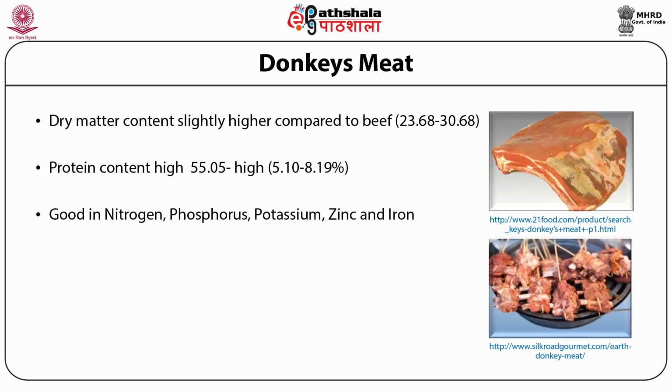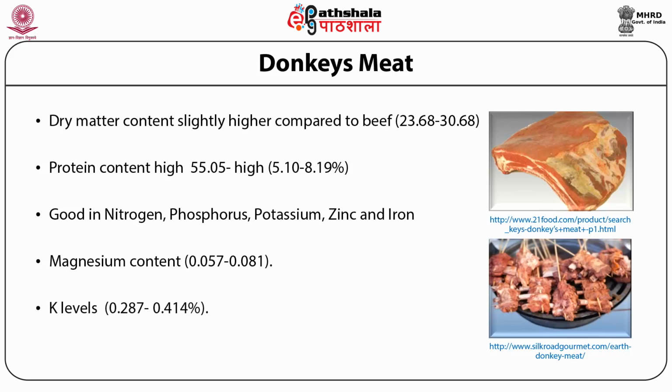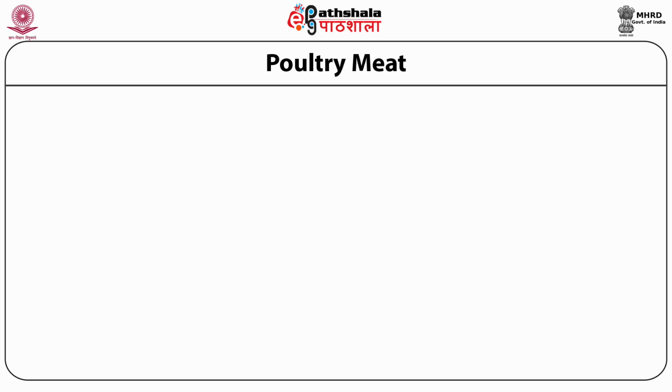Nitrogen content was higher, 8.810, with a higher percentage of potassium and phosphorus, 9.99%, indicating their higher levels of crude protein. The magnesium content in donkey's meat is 0.057 to 0.081. The potassium levels in donkey ranged from 0.287 to 0.414%. The hip had slightly higher potassium levels, 0.414%, and the chuck lower, 0.287%. The iron concentration in donkeys is the highest, 30.958 to 35.838 parts per million.